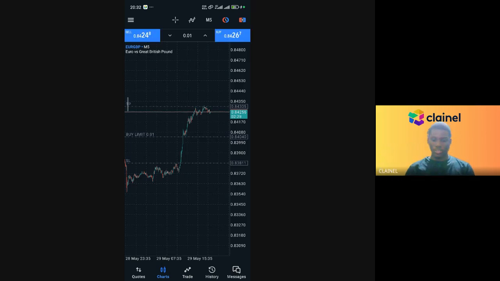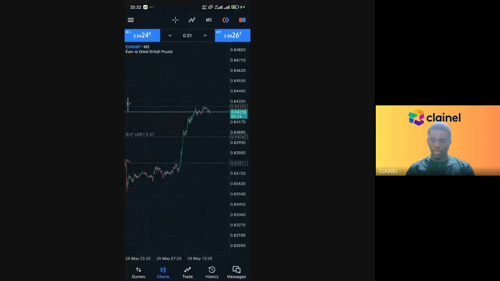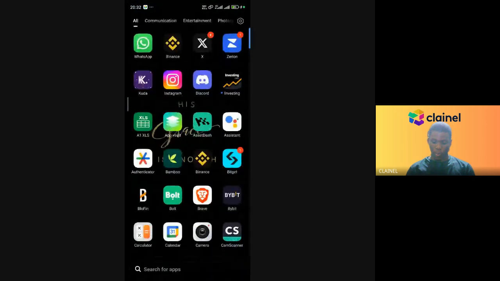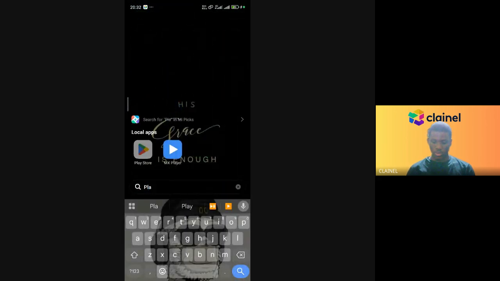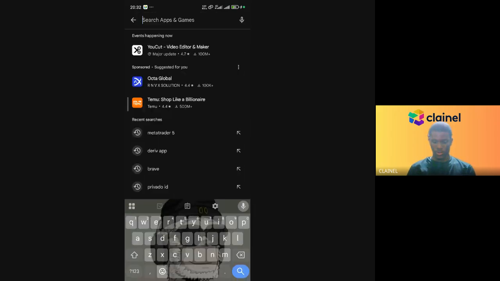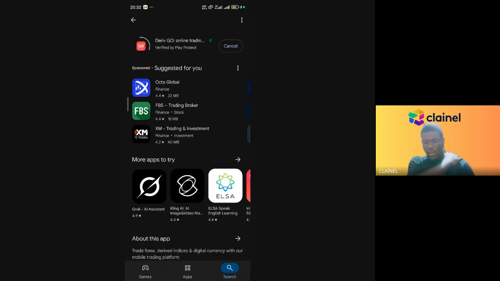So let's download the Deriv Go app. Right, just wait for it to load. It's still the same process. If you already have an account, all you have to do is just sign in, and then your account is going to be put in.